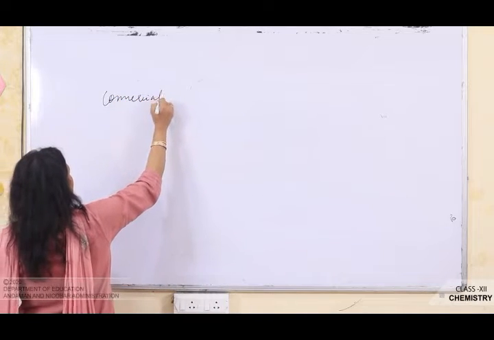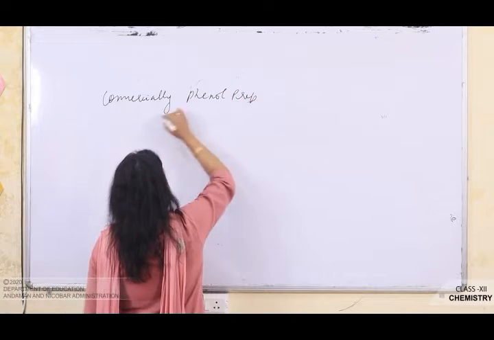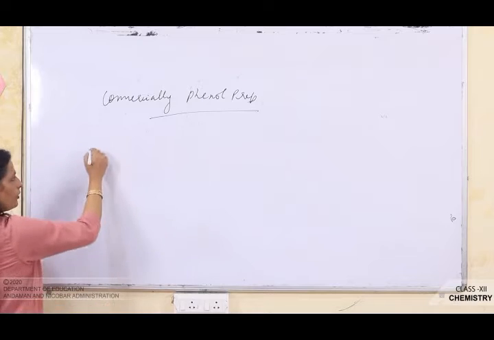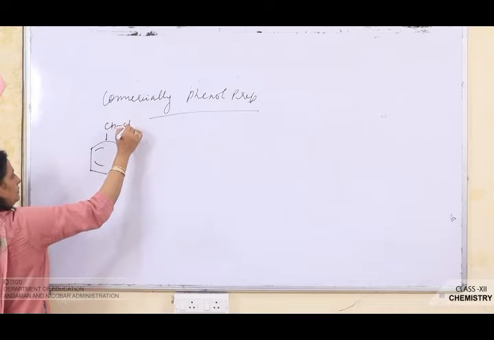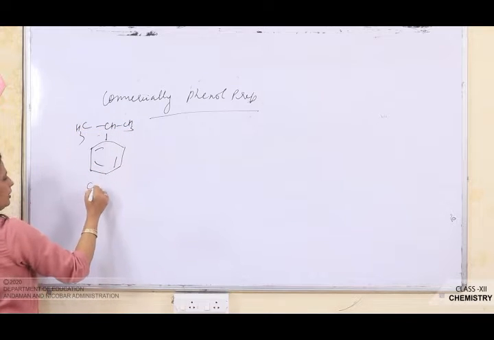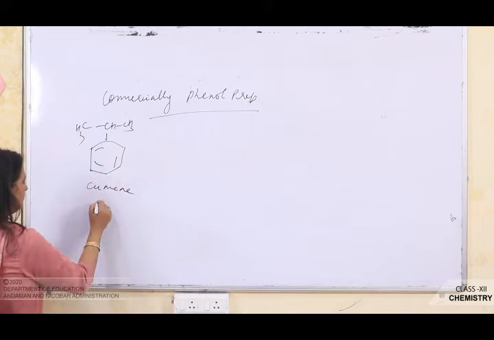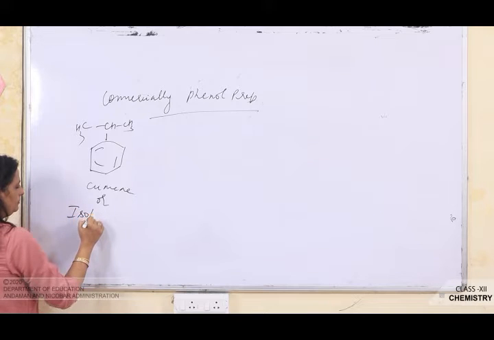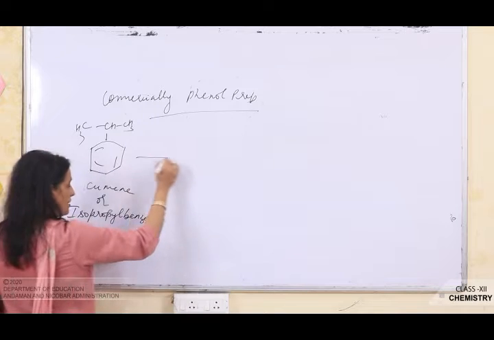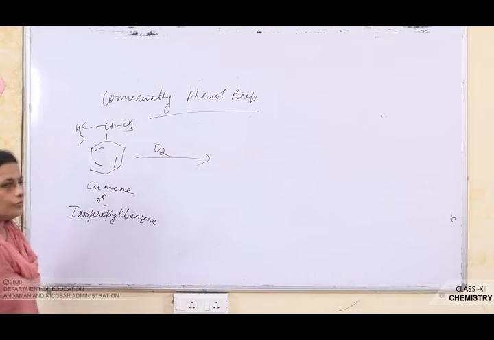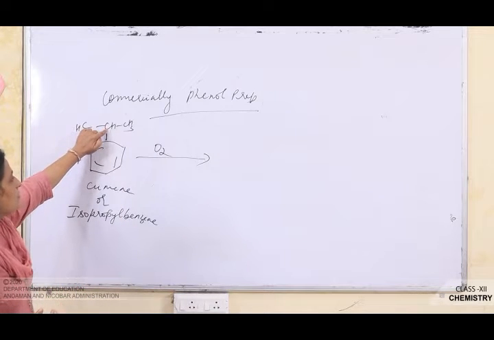Commercially, how is phenol prepared? Industrially, how do you prepare phenol? It is prepared from a compound called cumene. This is cumene. What will be its name? Isopropyl benzene, that is known as cumene. This on oxidation with air is converted to cumene hydroperoxide. Peroxide means how many oxygen will come? 2, and it is adding to the secondary carbon, this carbon.